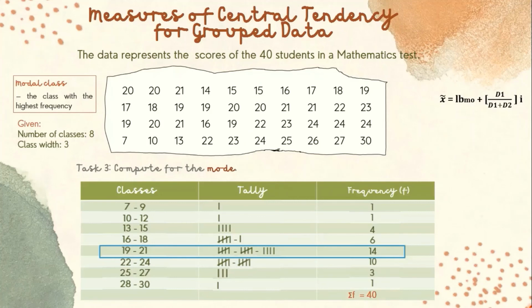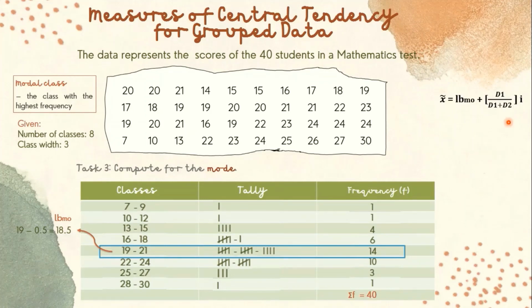First, to find out the lower boundary of the modal class, 19 to 21, we need to look at the lower class limit, which is 19. Deduct 0.5 from the lower class limit of the modal class so you can find out its lower boundary. That will be 19 minus 0.5 is equal to 18.5. This is the lower boundary of the modal class.